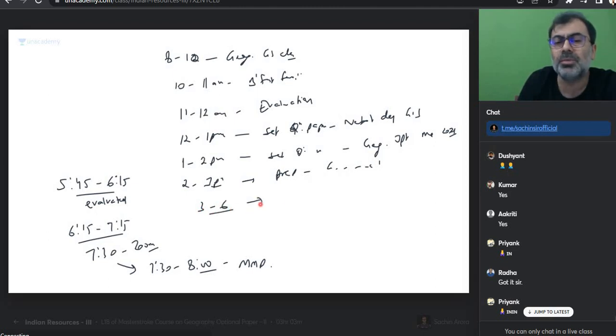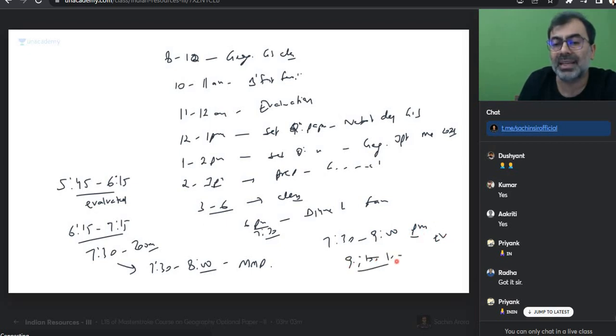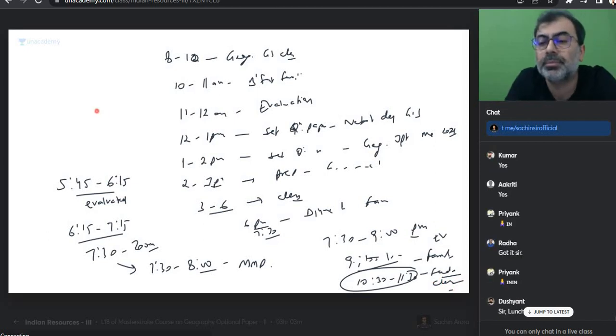3 to generally 6 के बीच में class. 6 p.m. dinner and family. 6 to around 7:30 p.m. 7:30 to 9 p.m. evaluation. 9 to 10 p.m. family. 10:30 to 11:30 feedback to students. Class के आपके evaluation. 11:30 I sleep.